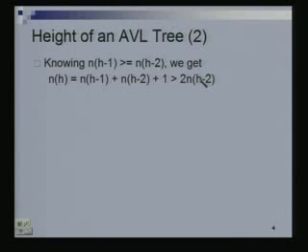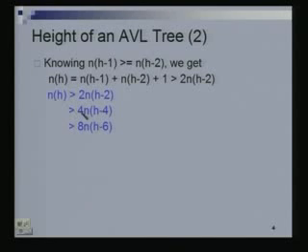n of h is more than 2 times n of h minus 2. This is what I will solve. Now n of h minus 2 is more than 2 times n of h minus 4. So this implies the entire thing is more than 4 times n of h minus 4, which implies the entire thing is more than 8 times n of h minus 6. Do you understand how this comes? n of h minus 4 is more than 2 times n of h minus 6, and so on, which will eventually take us to something like 2 to the i times n of h minus 2i, after i steps. Great.